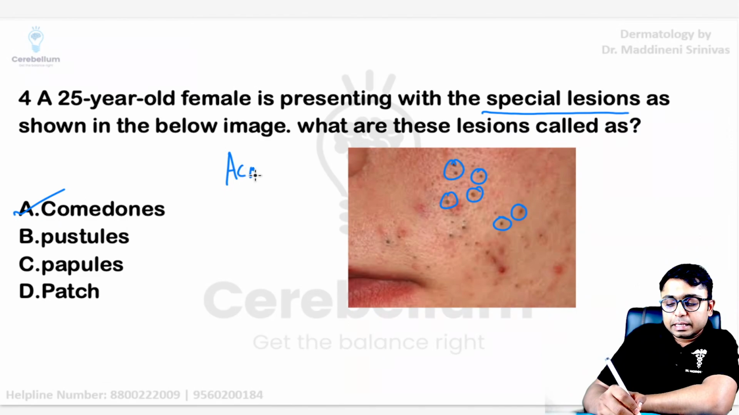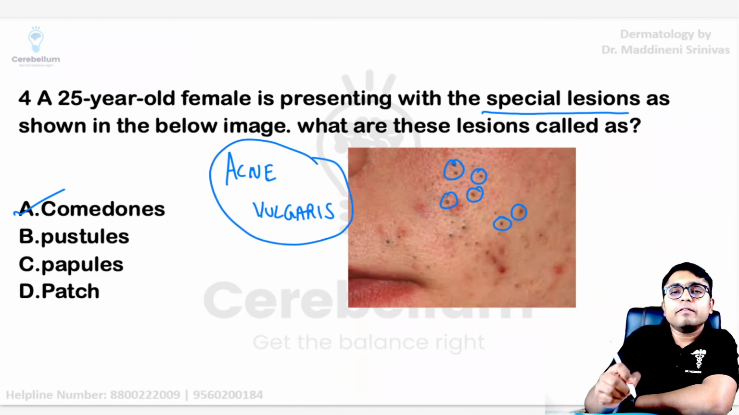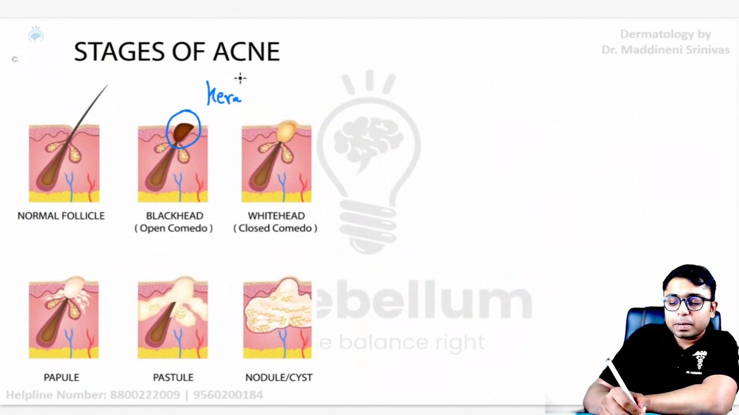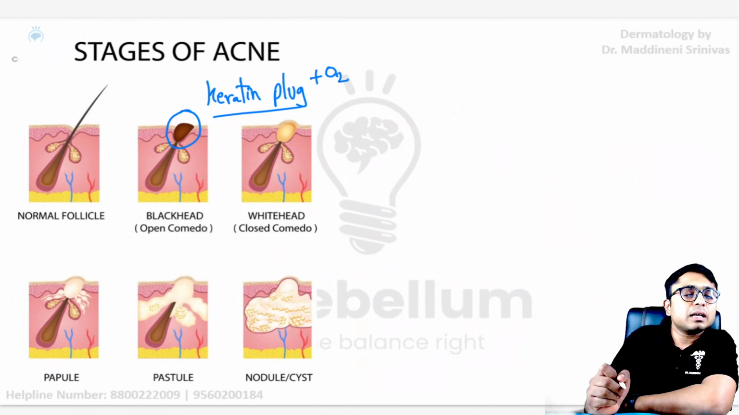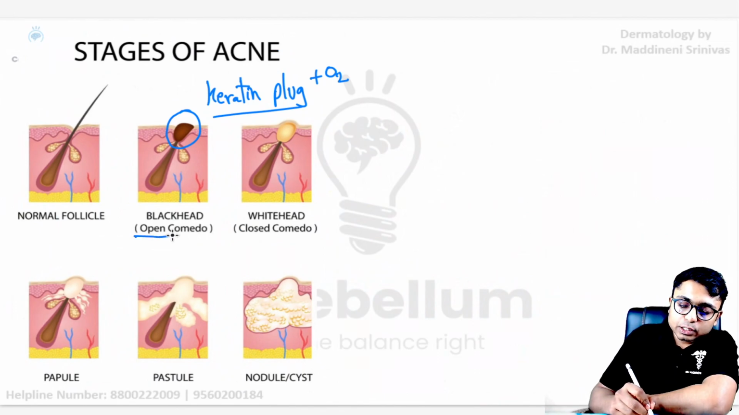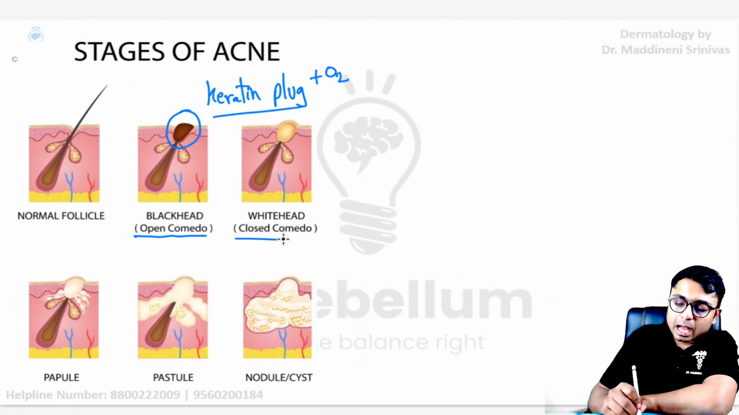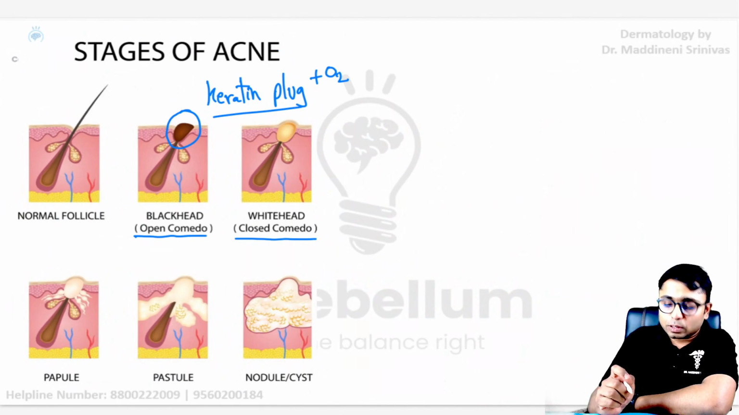So this is a case of acne vulgaris, which is due to the obstruction of the pilosebaceous unit with a keratin plug. So if this keratin plug gets oxidized, then we are going to see a black colored lesion, which is called an open comedo or blackhead in layman terms. And if they are not exposed to the environmental oxygen, then we are going to see a white colored lesion, which is called a closed comedo. It is also called a whitehead.